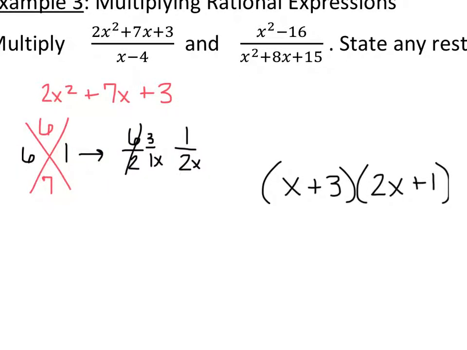Okay, now I'm going to do the bottom one. Oh, look, the bottom one is already factored. There's nothing we can do to that. No greatest common factor between them. It's just very simplified, so I'm going to go ahead and write it underneath.